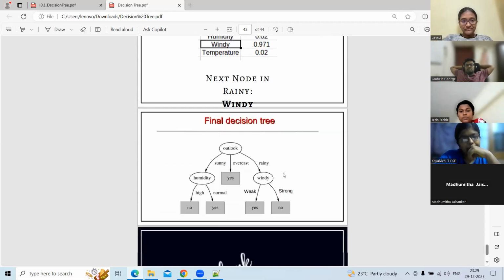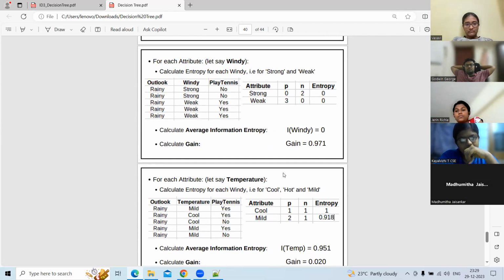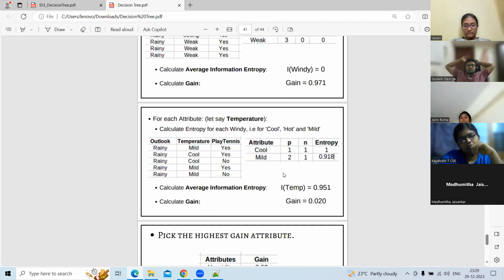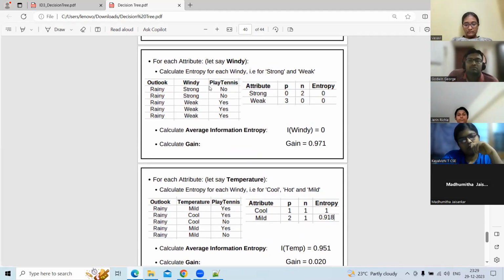Can you show me that? Do you have it handy? Yeah. I have it. Windy. I think it's here. I can see that. The rainy. Can you just stop there. This yeah, correct. So Strong, rainy, no. Weak, strong, yes. No, weak, yeah.